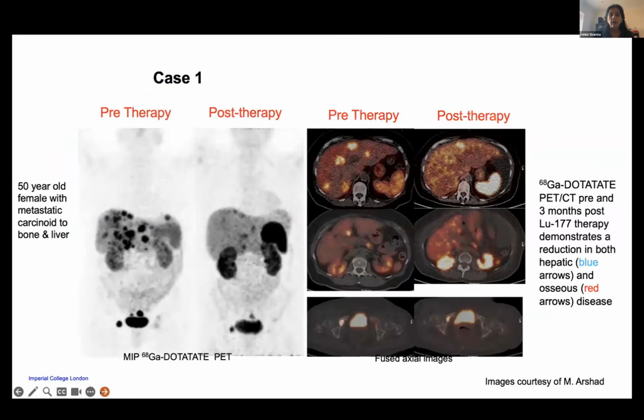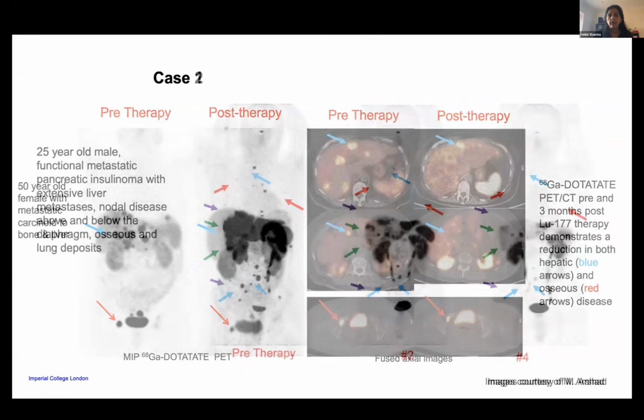This is a patient that we treated in Imperial, a 50-year-old woman who had metastatic carcinoid to the bone and liver. On the left-hand side, we've got the pre-treatment, and you can see all the black spots are the cancer deposits, and the bright spots are the cancer deposits on the PET-CT. And then the blue is just indicating the lesions. And you can see there's been a dramatic change after the treatment. Then there's the osseous lesions here, both in the liver as well as osseous lesions.